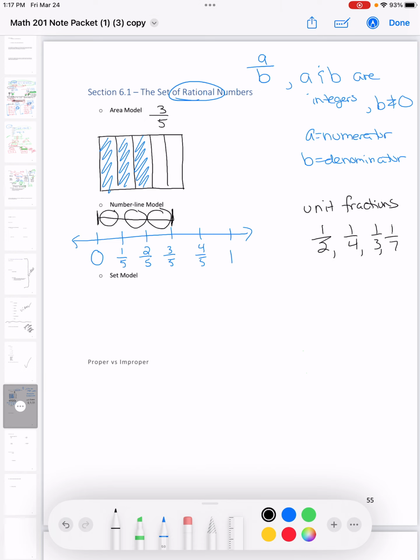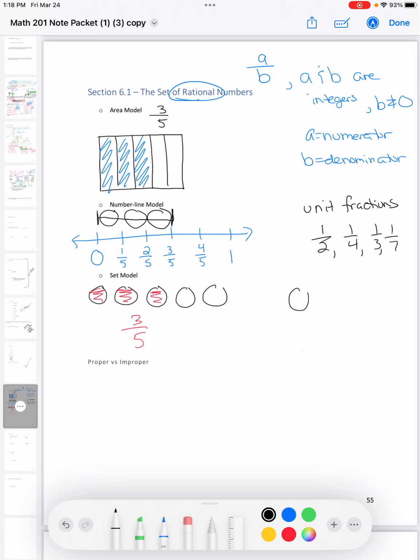One that kind of gets people is a set model. A set model uses objects, instead of a whole area model, which is like one big pizza split up or a candy bar. A set model might have different pictures and we have to color them in. I'm not going to be great at drawing pictures, so I'm just going to draw circles here. So for my 3/5, I might think about having 5 of these guys and coloring in 3. So that's a set model for 3/5.